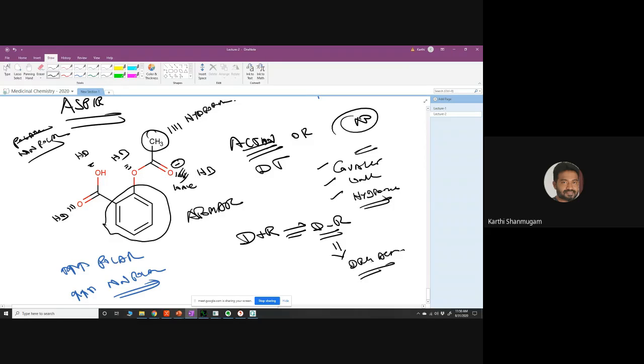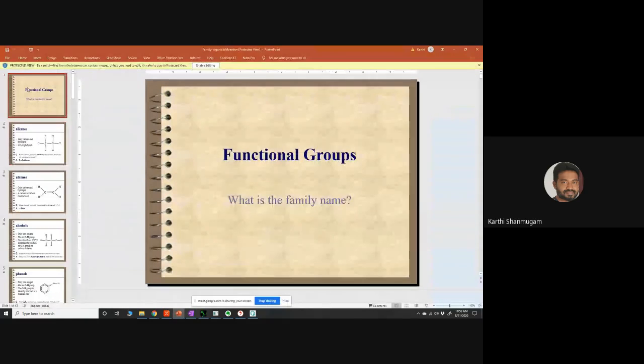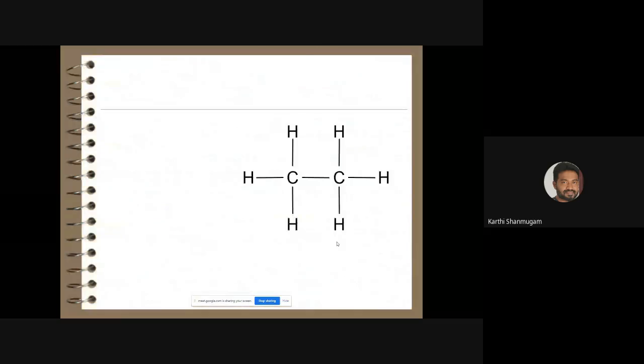So even the pharmacodynamics of the drug molecule depends on the types of functional groups present in the drug molecule, right? So with that background, I just want to go to this slide. I'm not going to discuss very complex functional groups. I just wanted to discuss the very basic functional groups which are present.